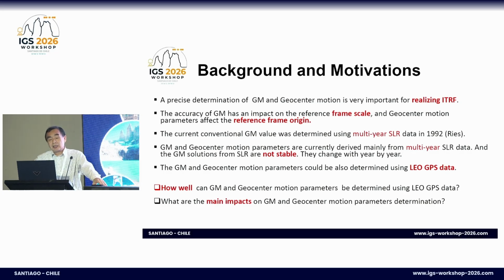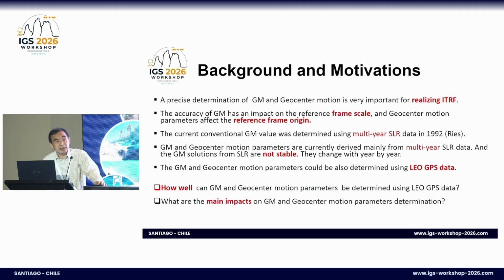Before I show you the results, let me give you the background and the motivations for this study. As you know, GM and geocenter motion are very important for realizing ITRF. The GM affects the frame scale, and geocenter motions directly affect the frame origin. The current conventional GM value was determined 30 years ago using SLR data.